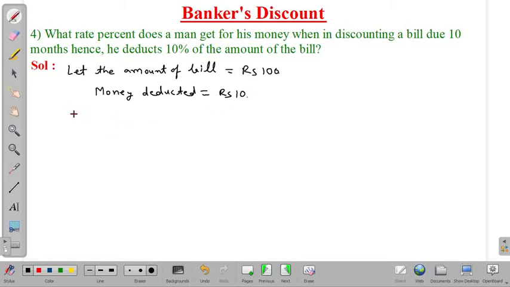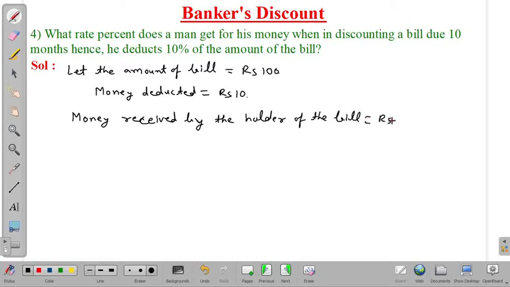So the money received by the holder of the bill will be equal to rupees 100 minus 10, equal to rupees 90, right? So we can see that the simple interest on rupees 90 for 10 months will be equal to rupees 10, and that is what has been deducted.